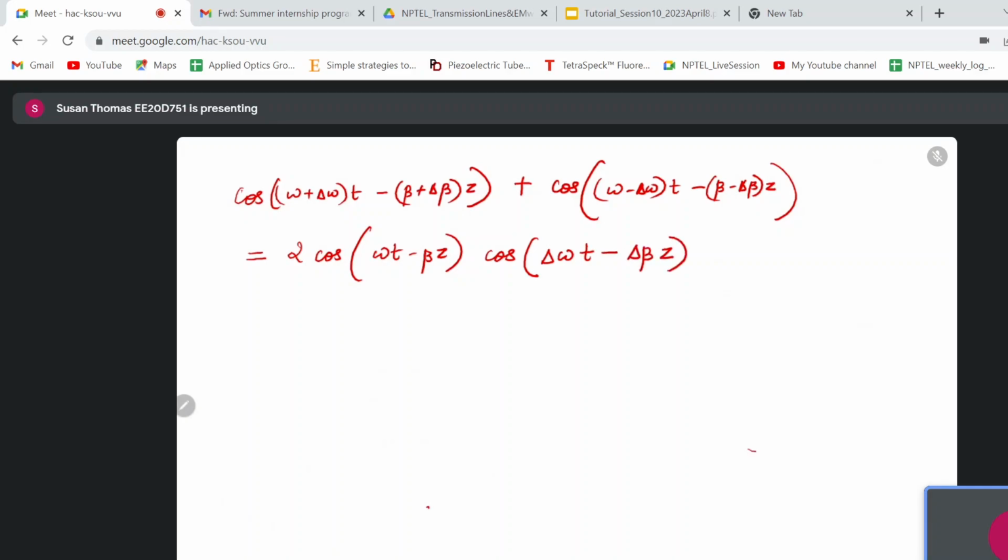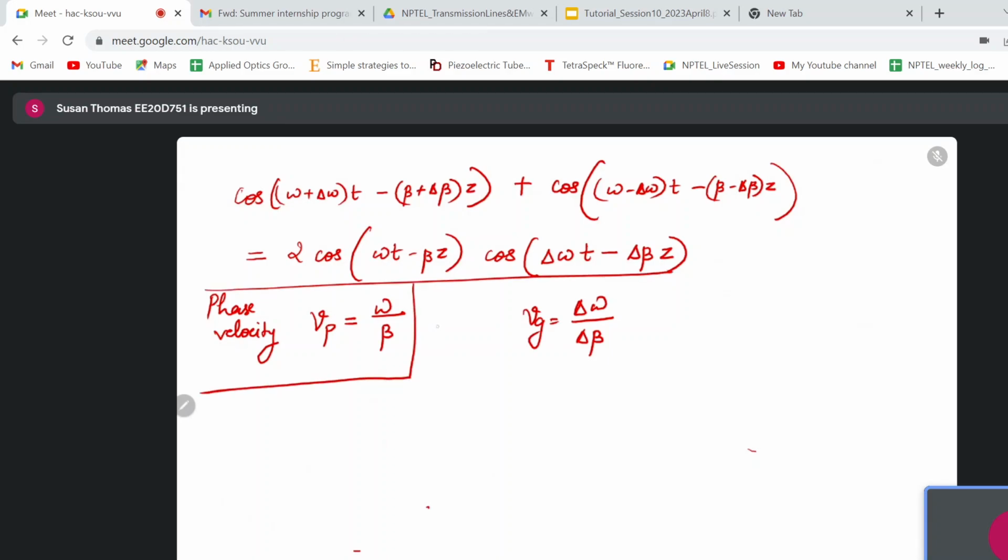Now, how do we write the expression for Vp? It is omega by beta. This is called the phase velocity. Now let me take the ratio of delta omega to delta beta. This will be called the group velocity Vg. So this gives an idea of the difference between the phase velocity and the group velocity.